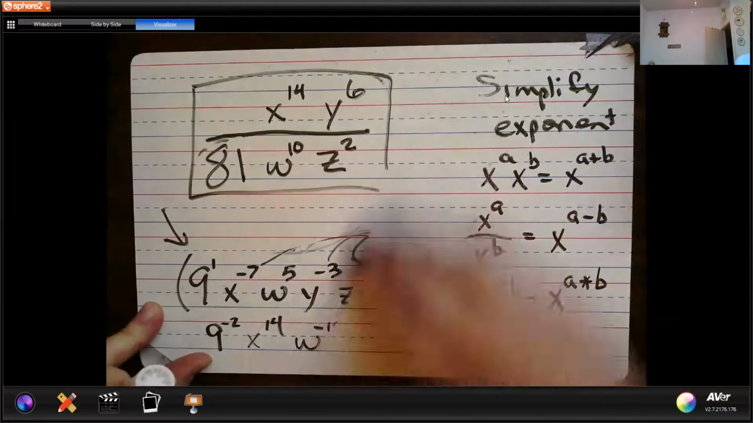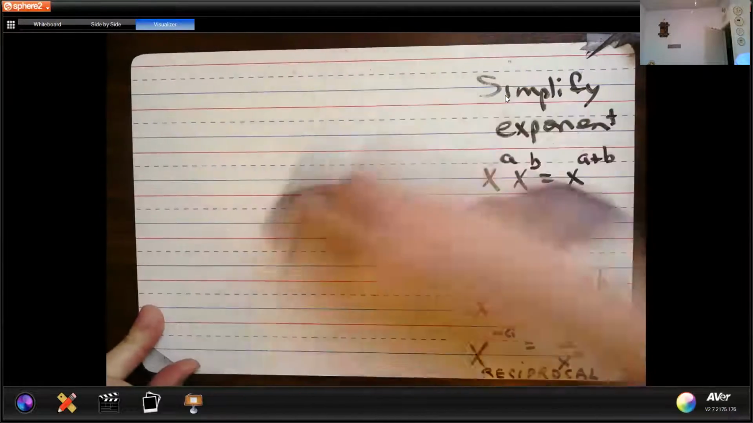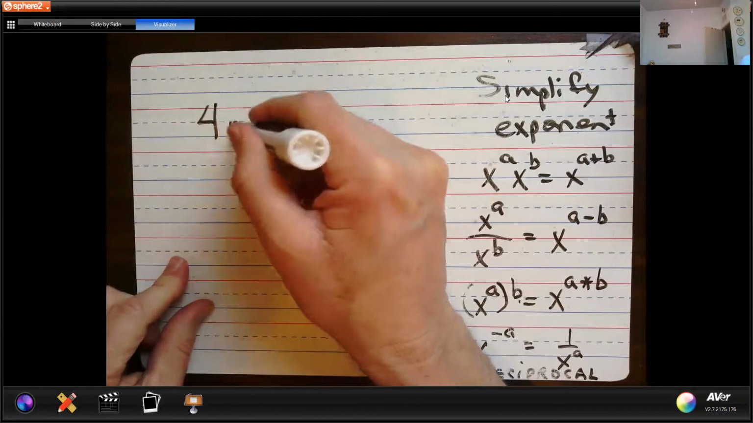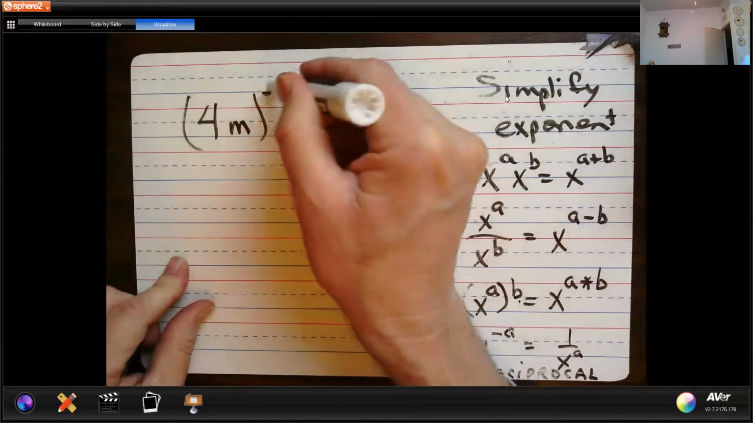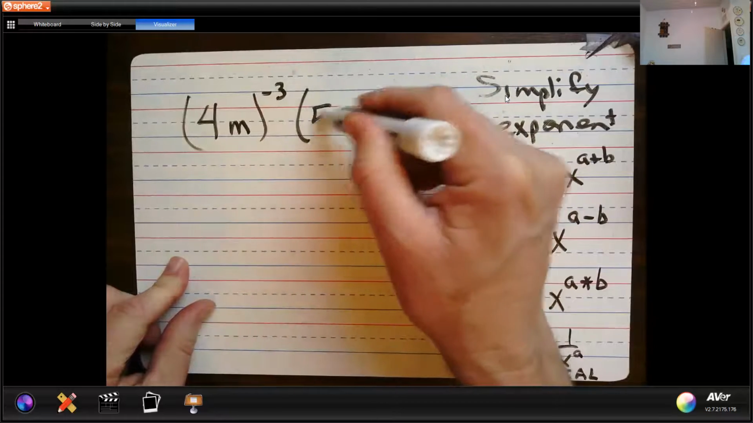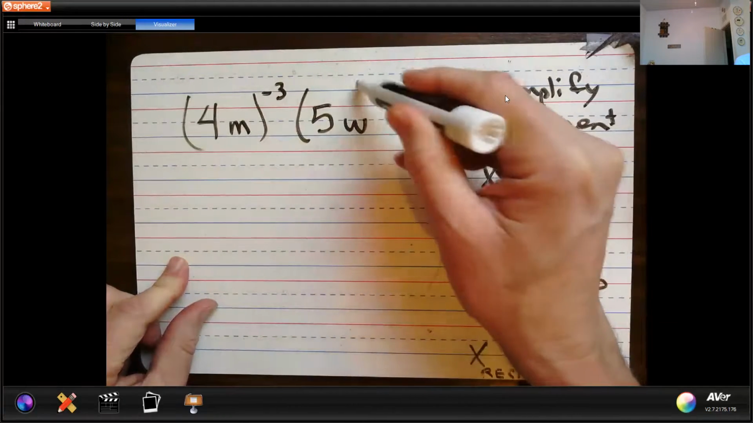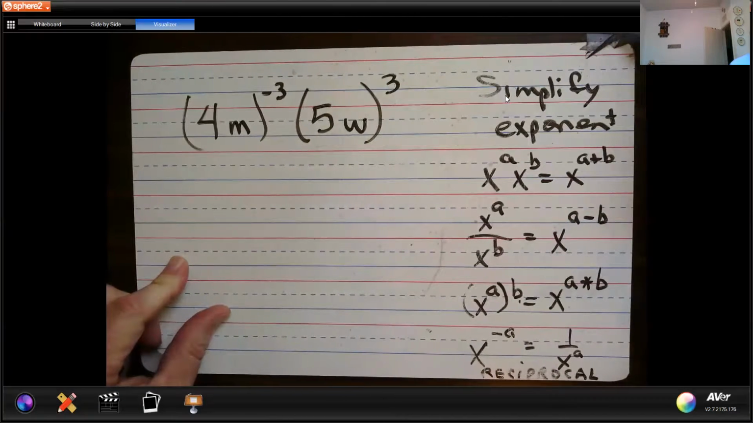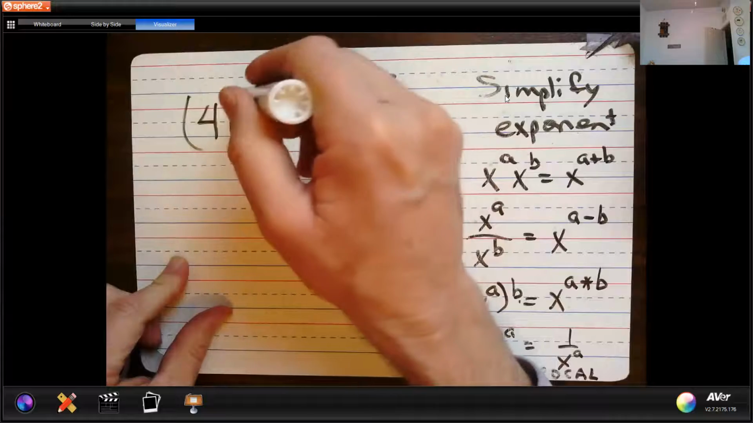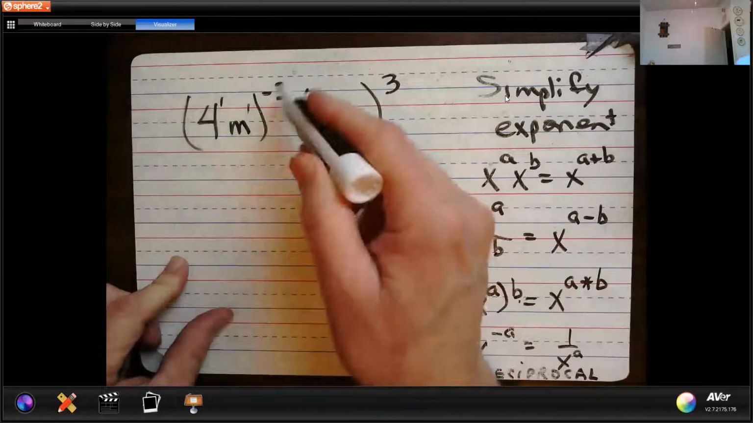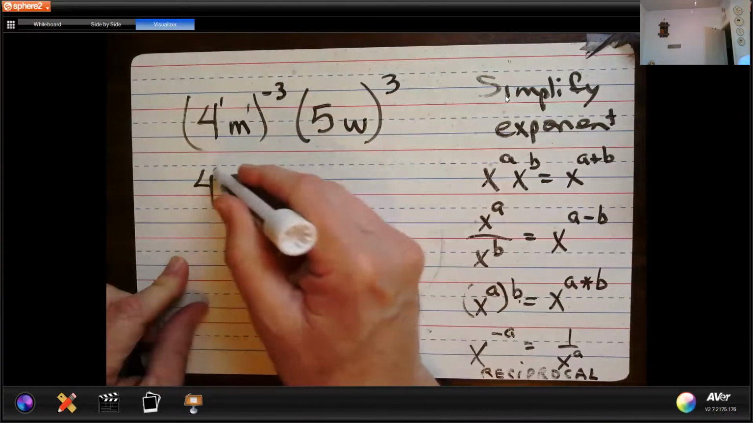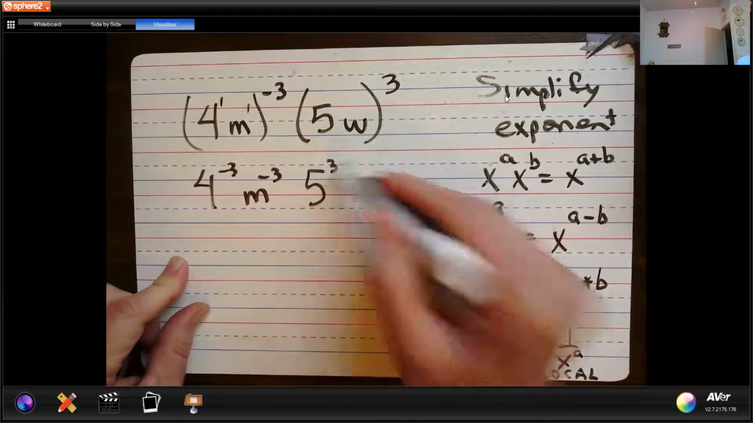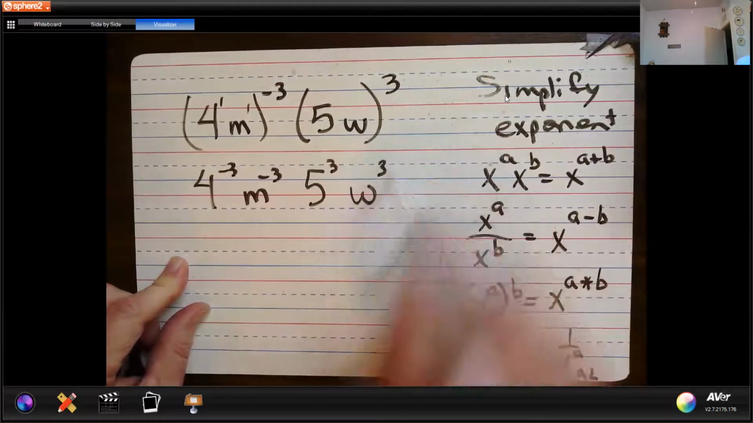Let's do another one with negative exponents. How about this one? 4m to the negative 3 times 5w to the positive 3. What do you think about that? Well, you know this means distribute, and these are both ones, right? So if I distribute that, I really have 4 to the negative 3, m to the negative 3, 5 to the positive 3, w to the positive 3.